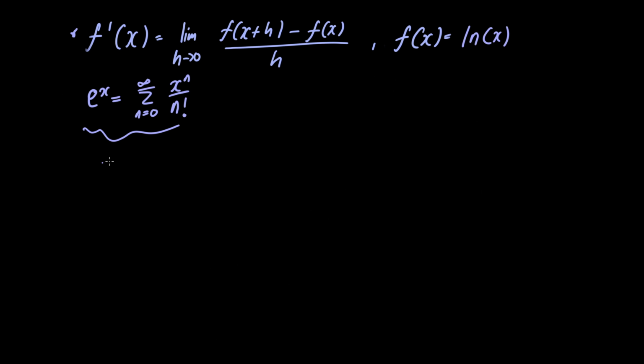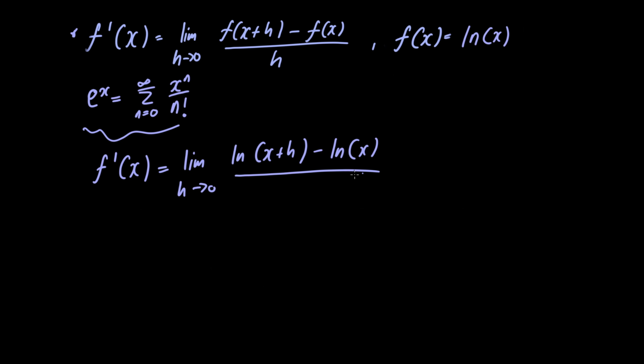So let's begin. We have the derivative of f with respect to x equal to the limit as h approaches 0 of the natural logarithm of x plus h minus the natural logarithm of x, divided by h.